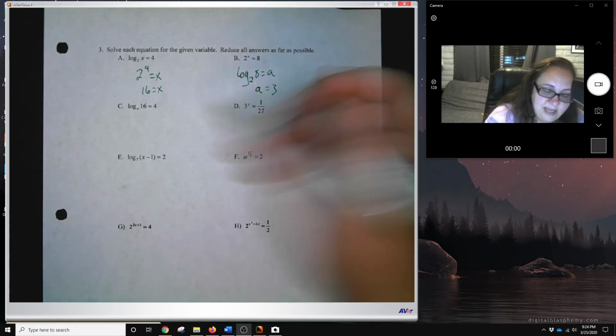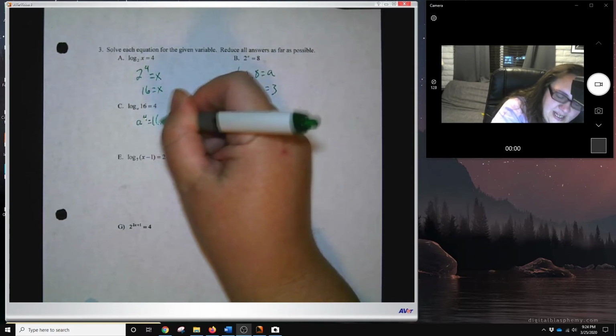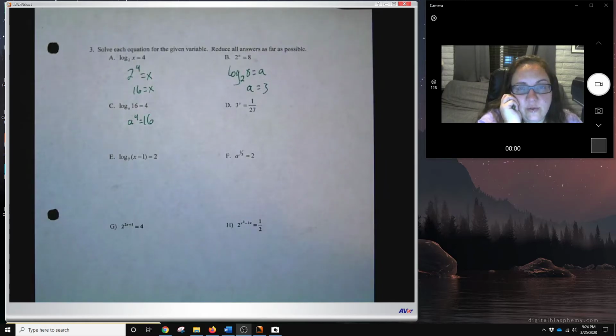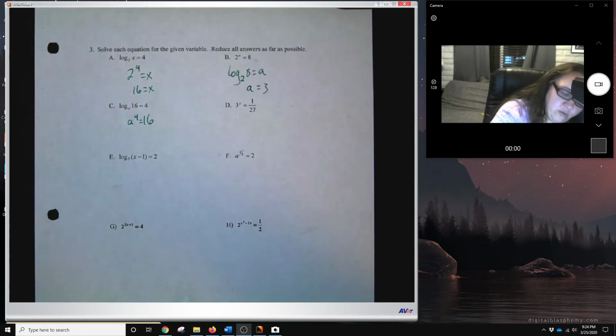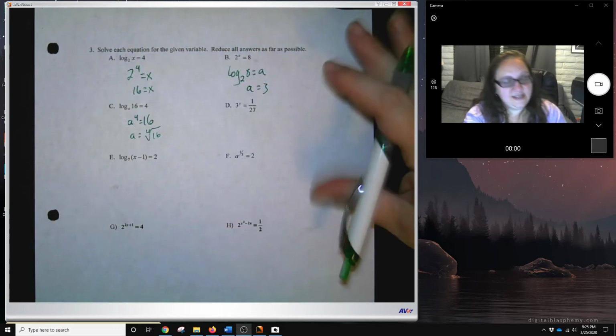So we'll do the same thing for letter C that we did for letter A. So this is a to the 4 equals 16. Just like if this had been a squared, we would do the square root. If this is a to the 4th, we do the 4th root. So a equals the 4th root of 16.